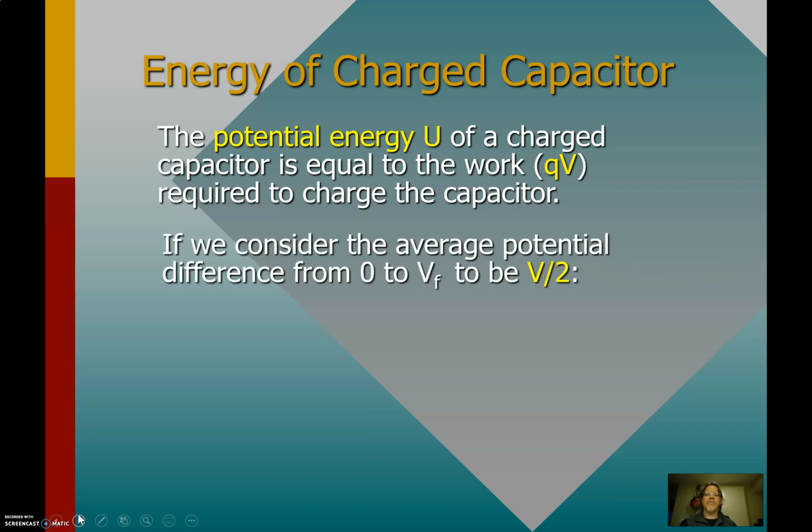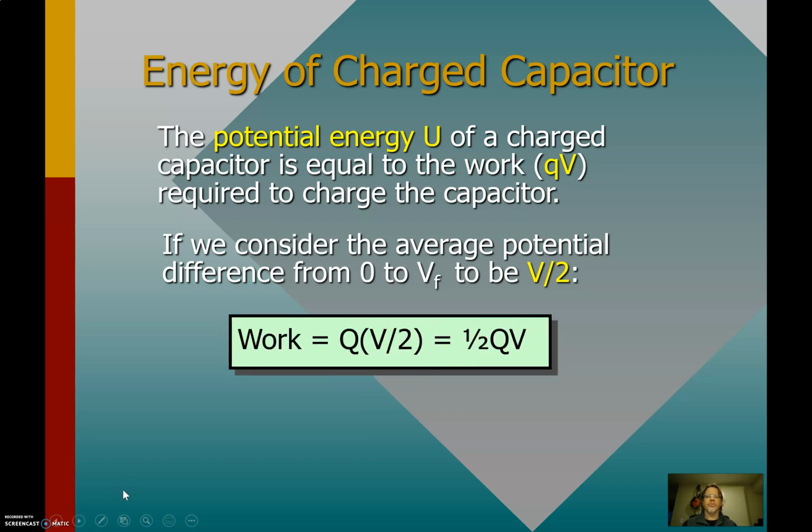So if we consider the average potential difference between 0 and F to be V over 2, because this is when charging. So if you're charging a capacitor to 10 volts, you're not always at 10 volts. Sometimes you're at 0 volts. Sometimes you're at 5 volts. Sometimes you're at 7. Sometimes you're at 2. So we can't just use the maximum voltage. It's not always at that amount. So to get the average voltage, it's half of your maximum.